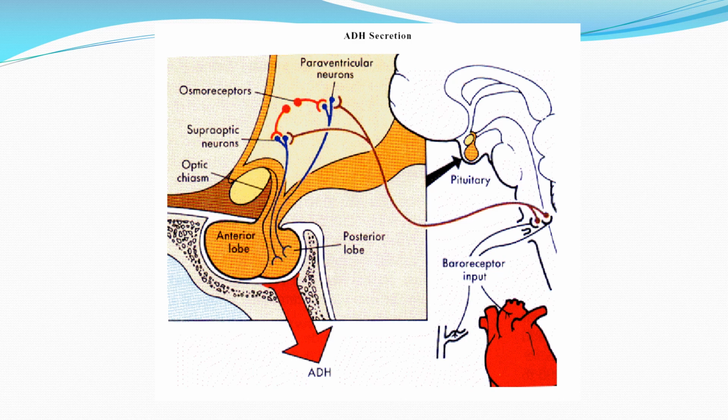Hypernatremia can occur, for example, when there's an excessive urinary loss of water in a patient with central DI who becomes obtunded and is unable to drink enough water to keep up with the urinary losses of water. Hyponatremia can occur, for example, when there is excessive or inappropriate ADH secretion.